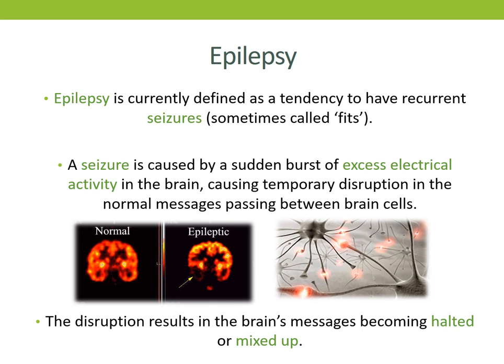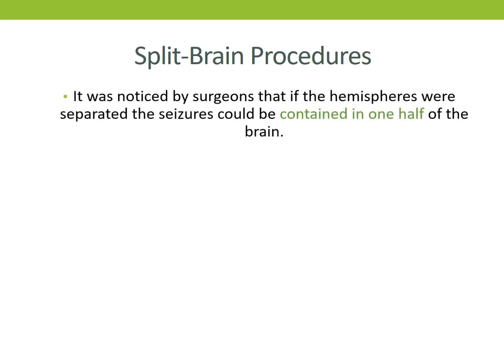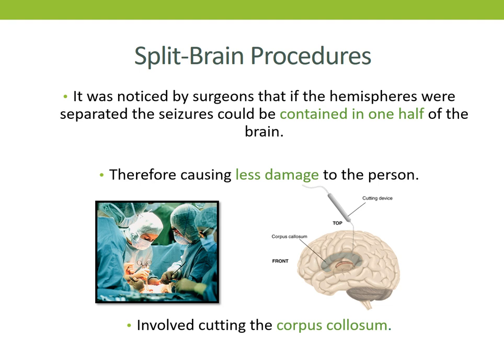Okay, so it was noticed by surgeons that if the hemispheres were separated, the seizures could be contained to one half of the brain, so to one hemisphere. So that seizure has to originate somewhere. Okay, so it will originate in either the left hemisphere or the right hemisphere, and it spreads to the whole brain. In a normal person, it disrupts the signals for the whole brain. Now, what they found was that they could contain these disrupted electrical signals into one hemisphere. Now, this person was still having seizures, but the severity of those seizures was massively reduced. Okay, so therefore, this caused less damage from the person.